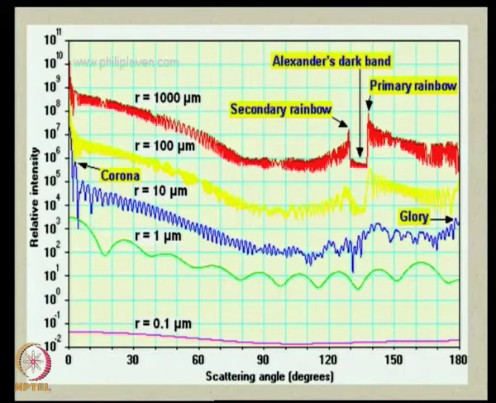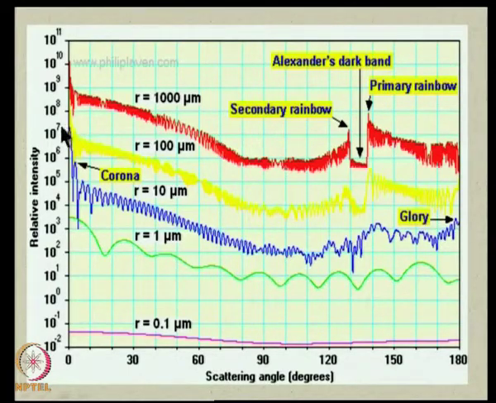And what you see is that when the cloud droplet is very, very small, it is not a raining cloud, but merely a small cloud droplet, and the intensity of scattering is small and is not varying much with angle. As you go to higher and higher radius of the droplets, the intensity goes up almost a million times from 0.1 to 1, and you start seeing some variations in the scattered intensity. And as you go to 10 micron, you start seeing very large changes.